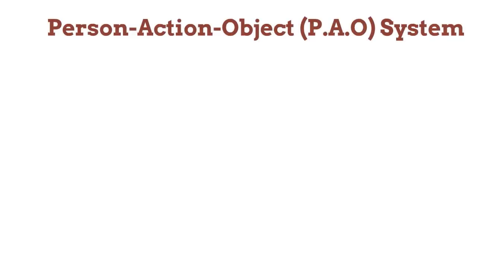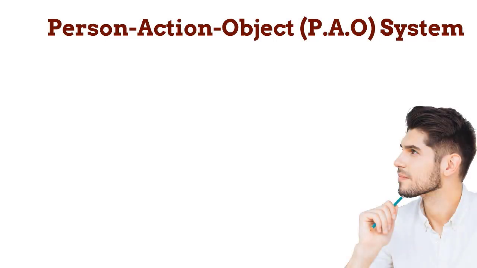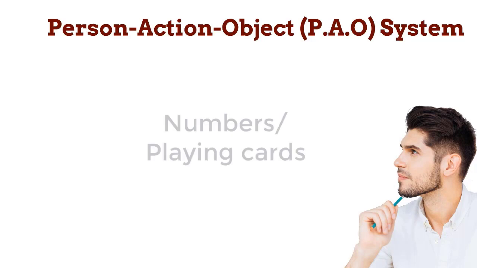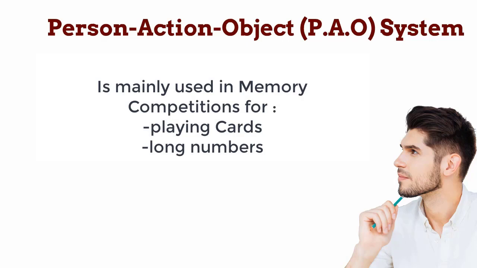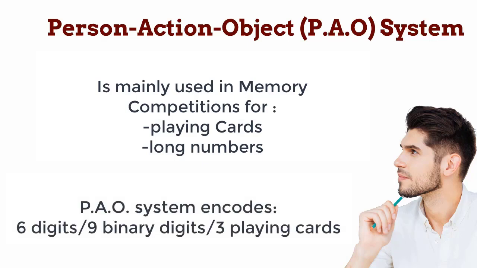The Person Action Object System has emerged as a result of the need for top mental athletes to become more efficient in memory competitions by encoding a larger number of numbers or playing cards into a single mental image. The PAO method is mainly useful in memory competitions for memorizing multiple decks of cards or very long sequences of numbers, since it encodes 6 digits, 9 binary digits, or 3 playing cards at a time into mnemonic images made up of a person, an action, and an object, which are then placed in a memory palace.